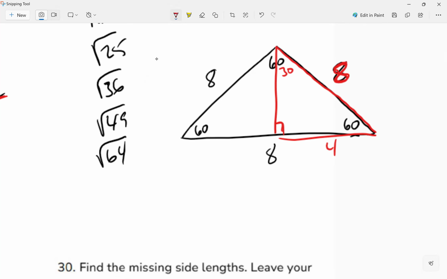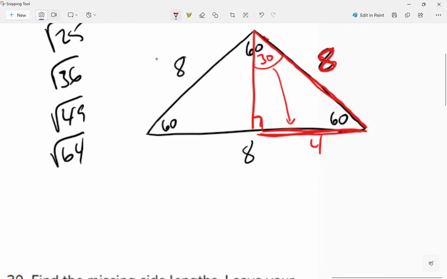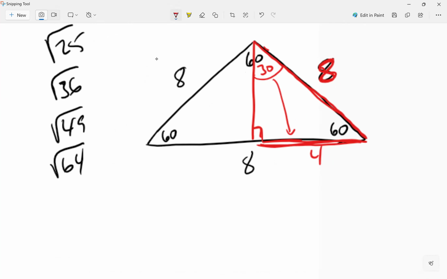One thing I want you guys to see: the small side, and I call it small because it's opposite from the small angle, the small side is half of the hypotenuse. That's something we're going to see. On our 30, 60, 90 triangles, the small side is half of the hypotenuse. So if I give you the hypotenuse, cut it in half, and that's how you get the small side. If I give you the small side, multiply by 2 to get the hypotenuse. Now the hard part will be this third side.